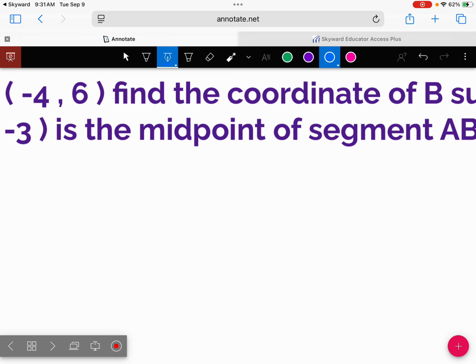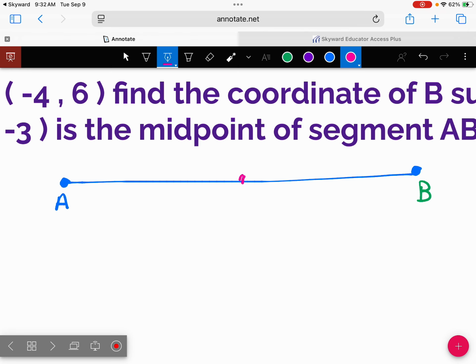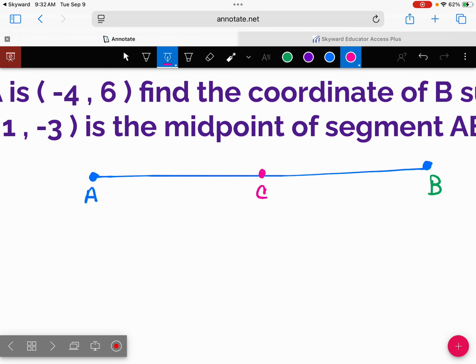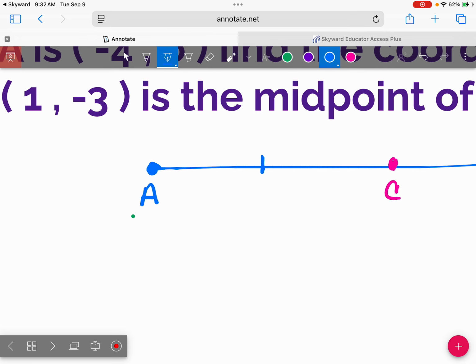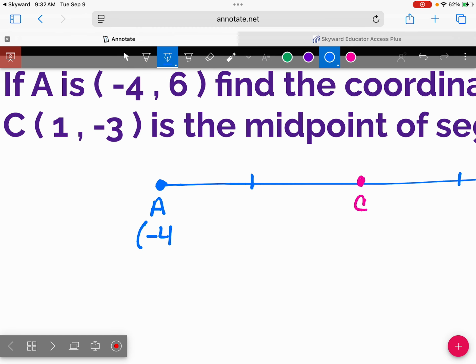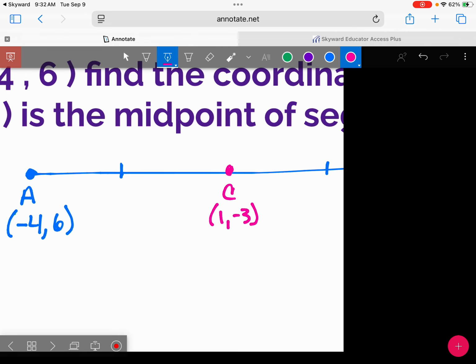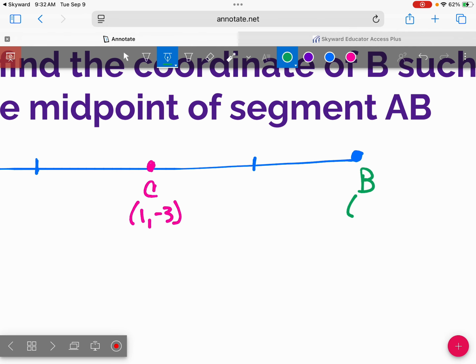So they're telling us A, and this is where B is supposed to be, but all we know is C. But we know it should be the midpoint. So our A is that -4, 6. Our C is that 1, -3. And we don't know what B is yet. We have to figure it out, so I'm just going to call this x and y for right now.